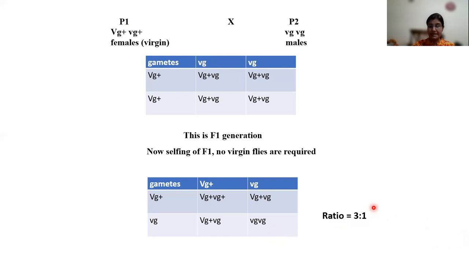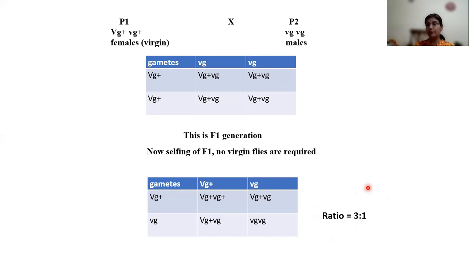So this is what is expected if the character is controlled by one gene, and this also illustrates the Mendelian law of segregation, which means that the alleles which are present in the F1 are not going to blend or contaminate each other. Rather, they are going to segregate in their pure form in which they arrived from the parents. So this is a typical Mendelian ratio which we have to observe.